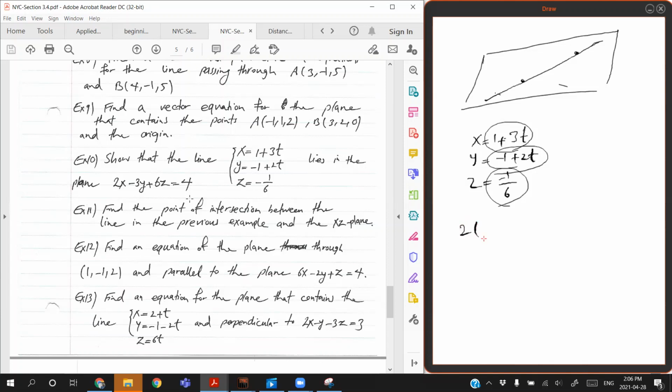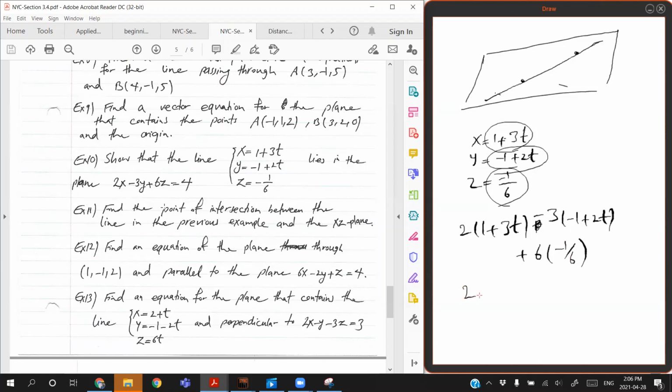Let's just plug in 2 times 1 plus 3t, plus, it's minus 3 times minus 1 plus 2t, plus 6 times negative 1 over 6. This is supposed to be 4, yes? I just plugged in the values from the line into the plane.